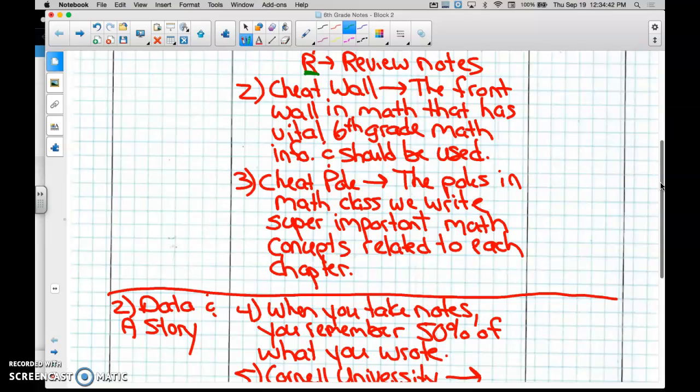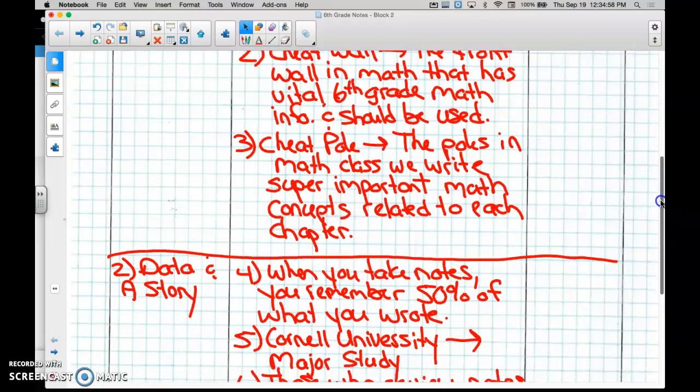So we put all the really super important information for the chapter test that if you're taking the test and you want to look at the poll, it'll give you some information to help you take that test, right? Yes. Okay, so that's the cheat wall and the cheat poll. Should you be using them during tests? Yes. Of course you should. They're resources for you.